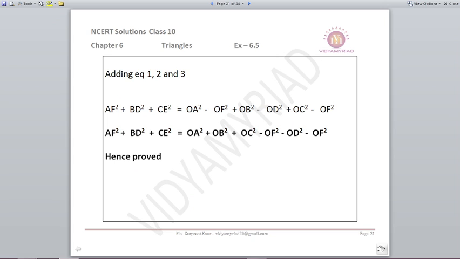We get AF square plus BD square plus CE square. So one part of the answer we have achieved. And right hand side it is OA square minus OF square plus OB square minus OD square plus OC square minus OF square. Just rewrite it, rearrange it in plus and minus form and we have got the answer.